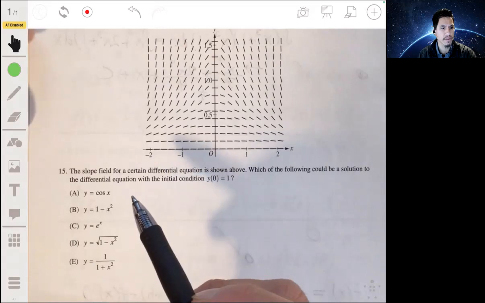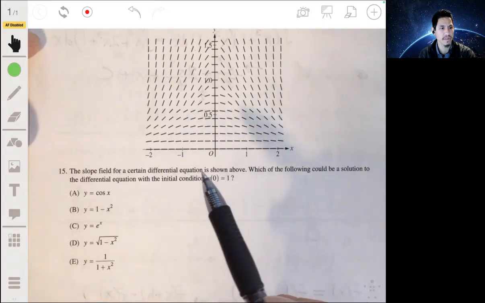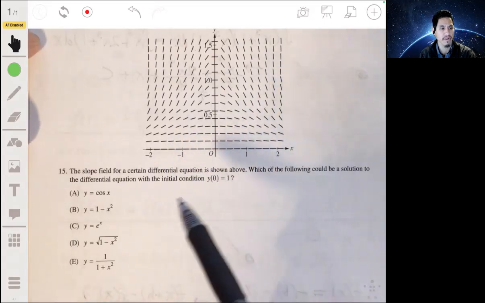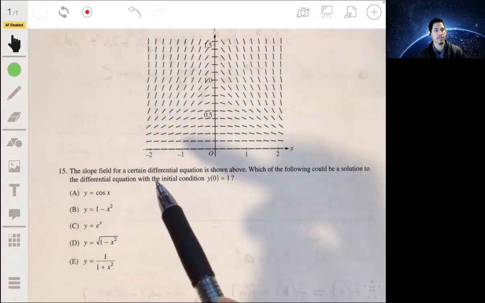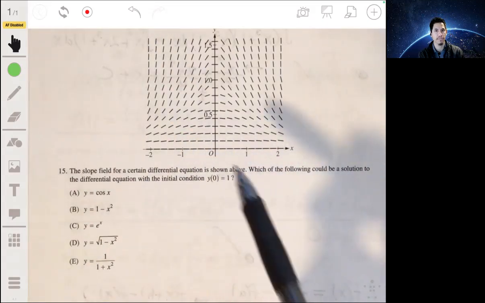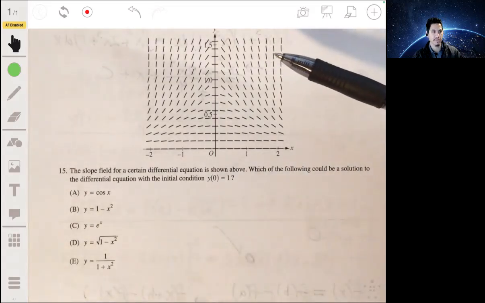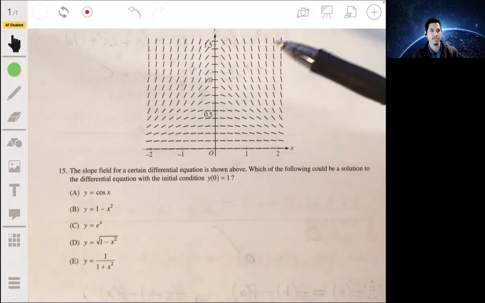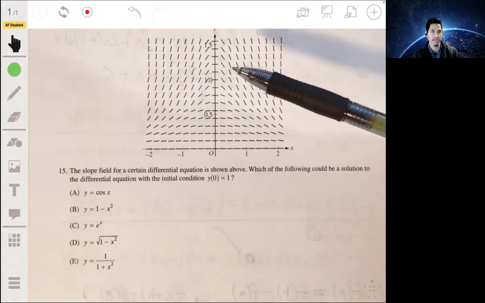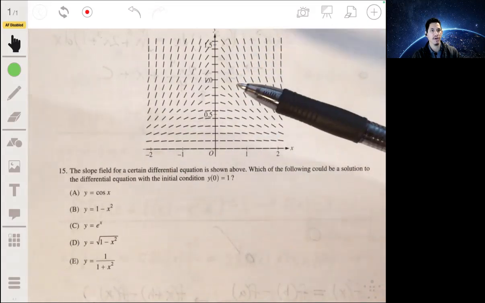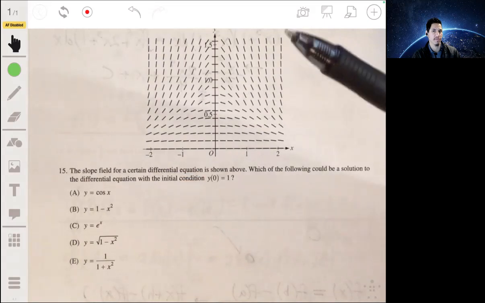So 15, we're given the slope field for a differential equation. And we've got to find which of these could be the solution to the differential equation with the initial condition y of 0 is 1. So let's review what a slope field is. That's basically just like the values of all the derivatives. So this is like a graph of the derivative.